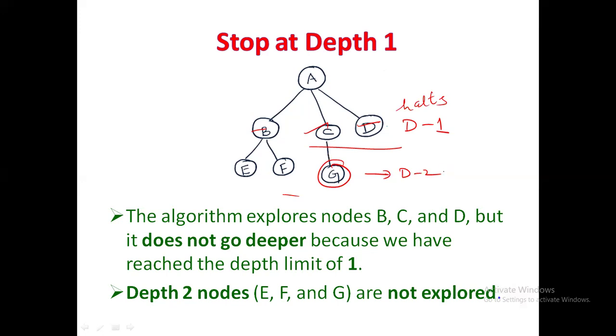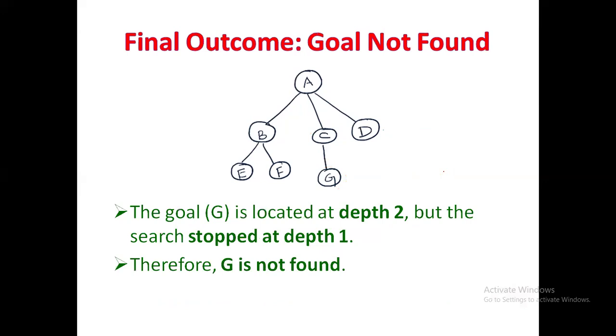So what is the final outcome? The final outcome is goal not met. We write it as goal is not found. In this case, the goal state G is located at depth 2. Since the depth limit is set to 1, the search stops before reaching the goal G. As a result, the goal is not found. If the goal had been located at depth 1, it would have been found by the algorithm, but in this case it's missed due to the limitation of the search depth.